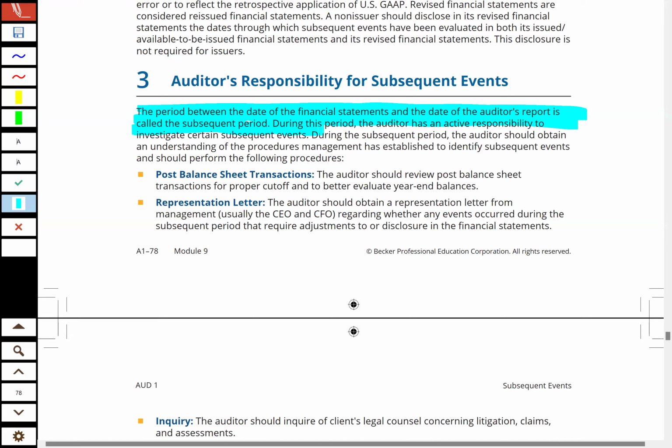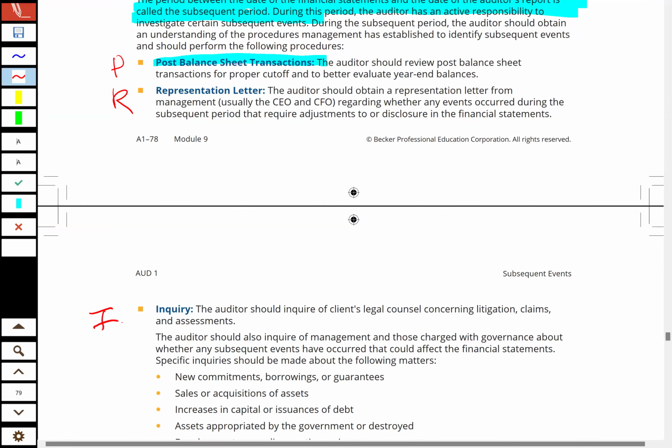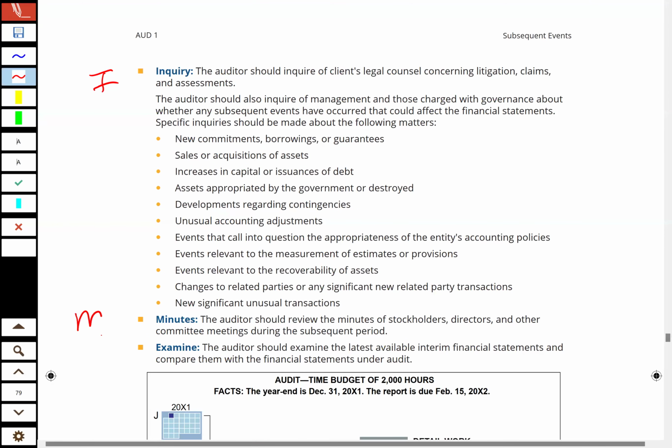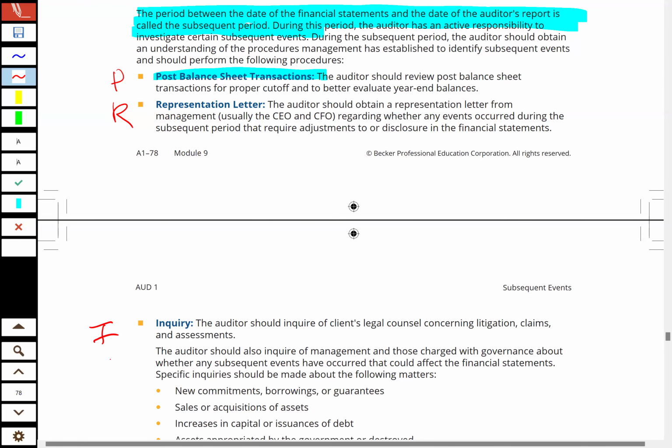Okay, and so the things that we're going to do, and guys, there's a mnemonic for this. In this version of the book, they got rid of mnemonics. But I typically don't like mnemonics unless they spell a word, and this one does. Okay, so you'll do a prime review. Okay, you'll look at post balance sheet transactions.